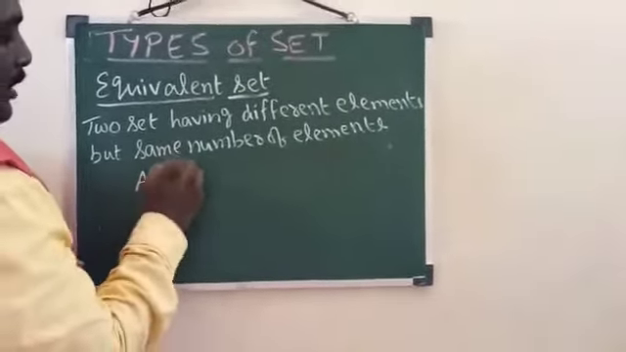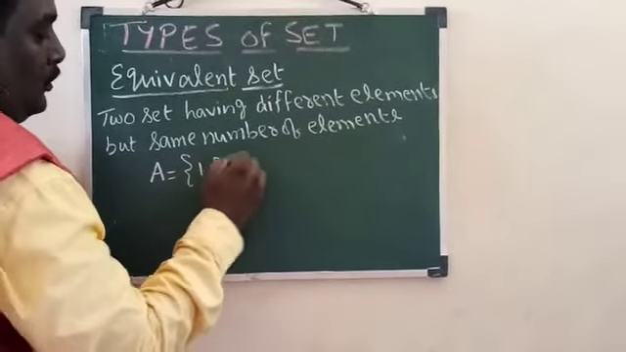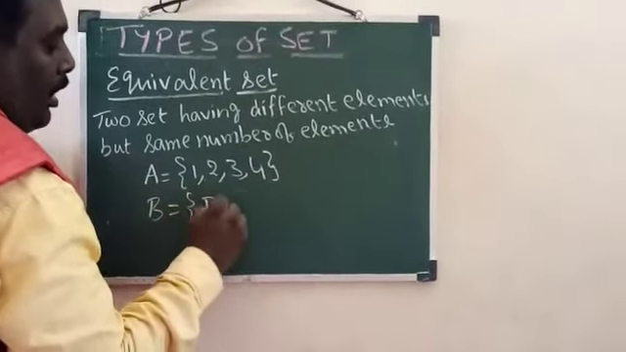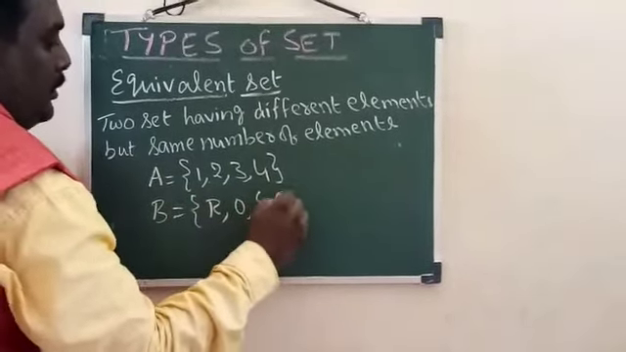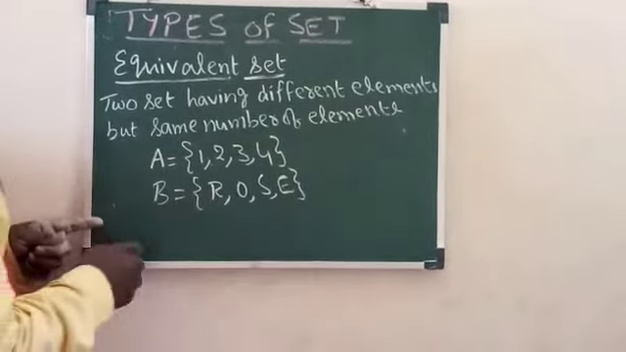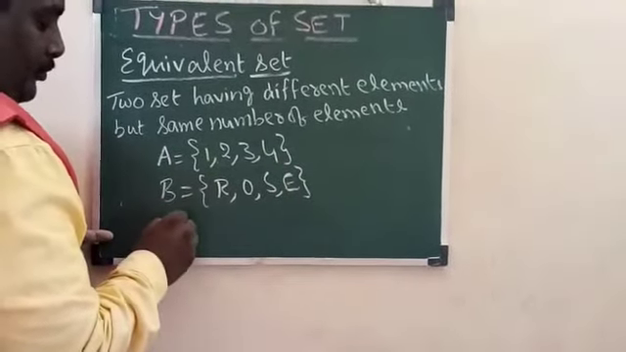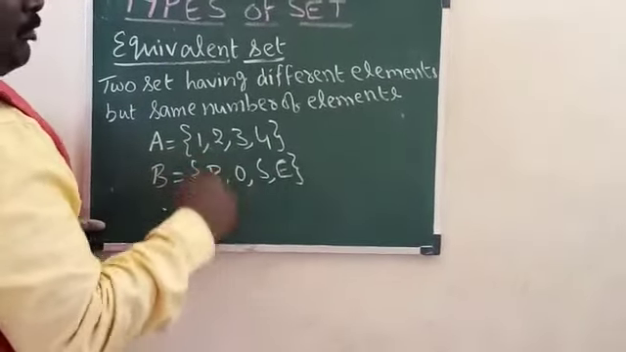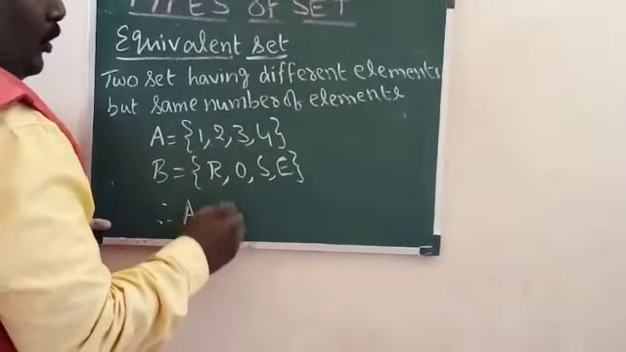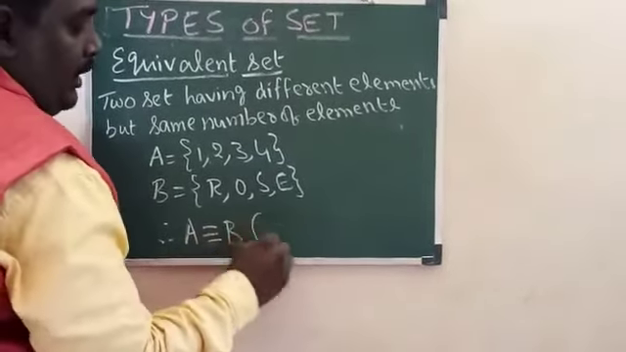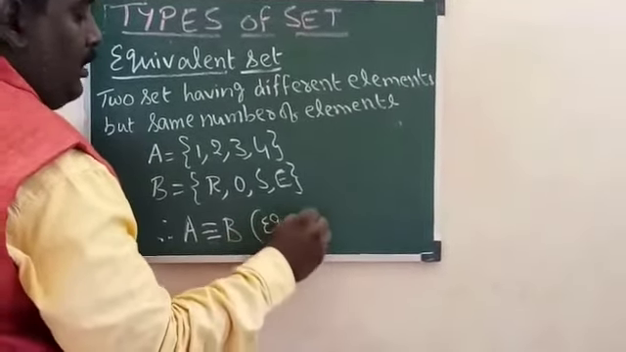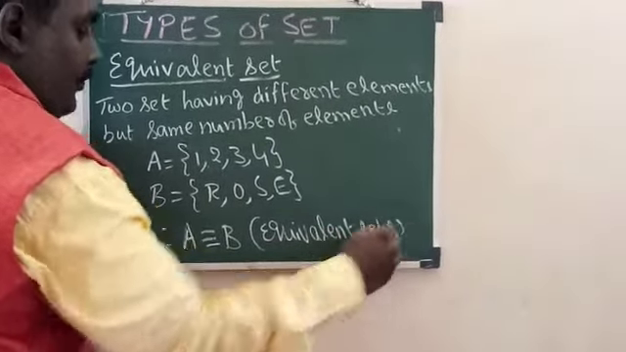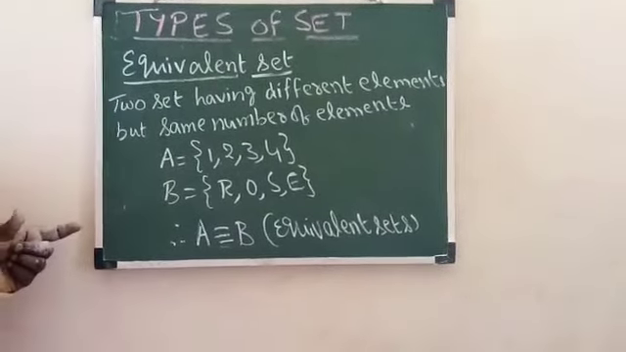Example, A is equal to 1, 2, 3, 4. B is equal to R, O, S, E, rose. All the different letters are taken as elements. Therefore, the number of elements is 4 and 4. That's why A is equivalent to B. That means they are equivalent sets. Have you understood, children, regarding equivalent sets?